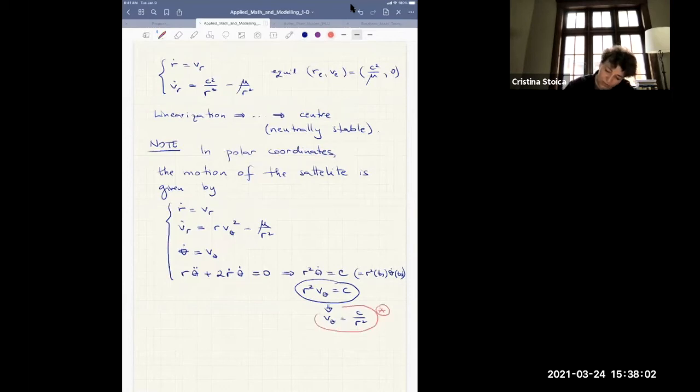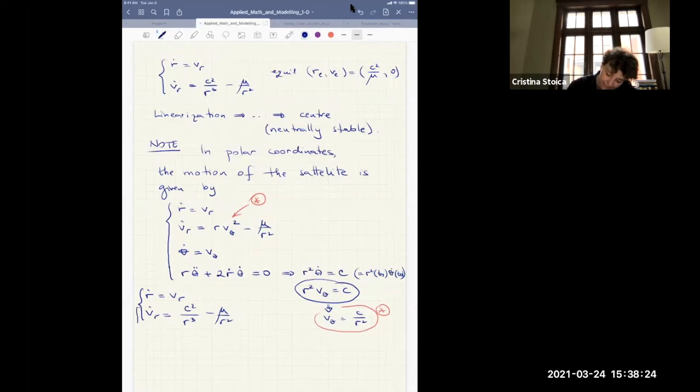So basically we then obtained what I call the reduced system. It was C squared over r cubed minus mu over r squared. And somehow, that's what I wanted to get.